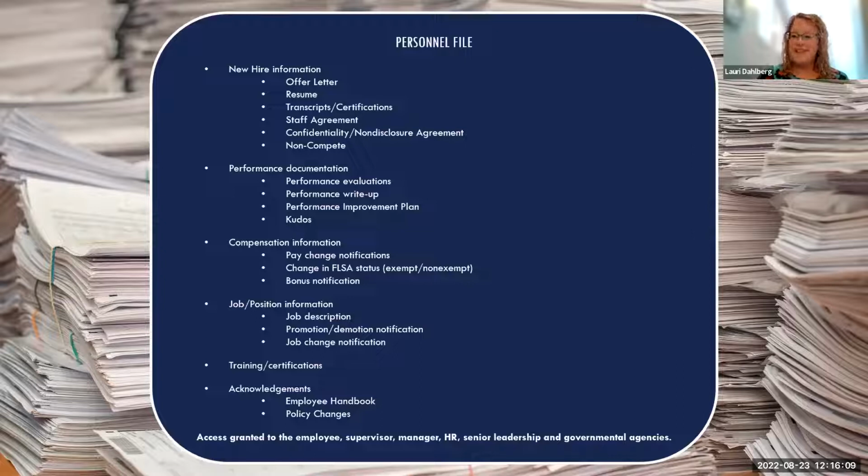The types of compensation information that would go into a personnel file could be things like a pay change notification or a change in their FLSA status, which would be whether they're non-exempt or exempt, whether they're eligible for overtime or not. That type of documentation could go into their personnel file. And then any bonus notifications. Compensation information also could go into the payroll file. Just make sure that you are consistently following a practice. This general file, it could go into a general personnel file, anything related to compensation.